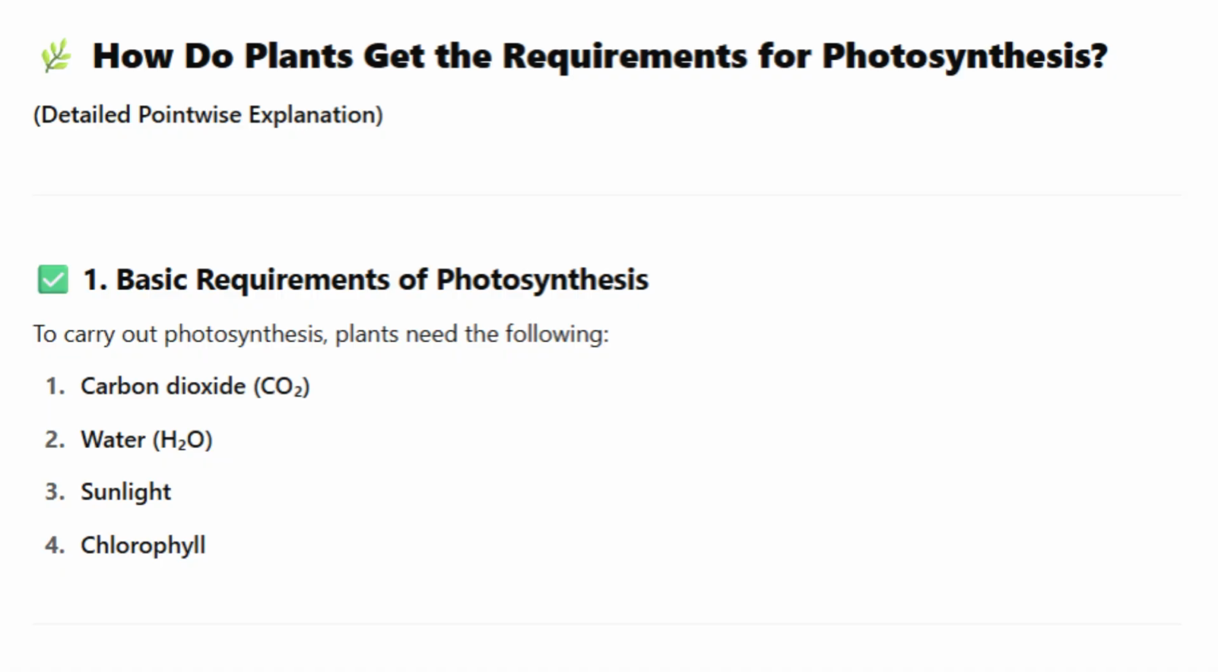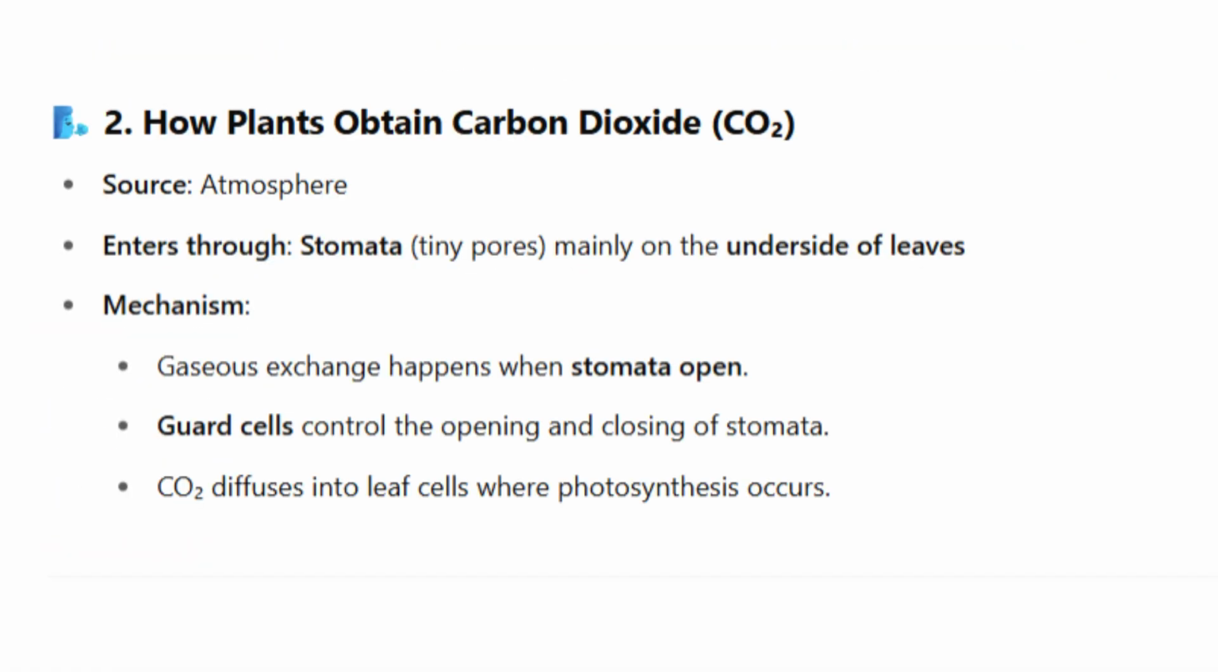Detailed point-wise explanation. 1. Basic requirements of photosynthesis. To carry out photosynthesis, plants need the following: carbon dioxide, CO2, water, H2O, sunlight, chlorophyll. 2. How plants obtain carbon dioxide, CO2.